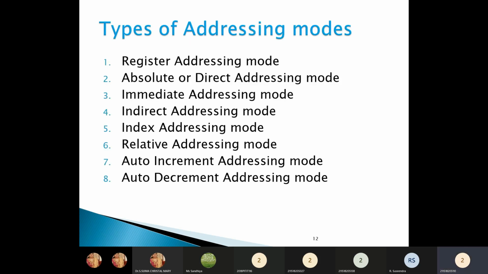Here we have the types of addressing modes, and let's discuss them one by one. The first one is register addressing mode, second is absolute or direct addressing mode, third is immediate addressing mode, fourth is indirect addressing mode, fifth is index addressing mode, sixth is relative addressing mode, seventh is auto increment addressing mode, and eighth is auto decrement addressing mode. Let's discuss the first one, register addressing mode.